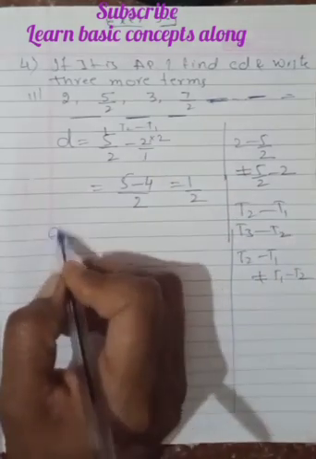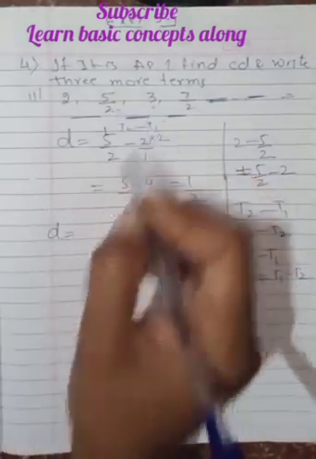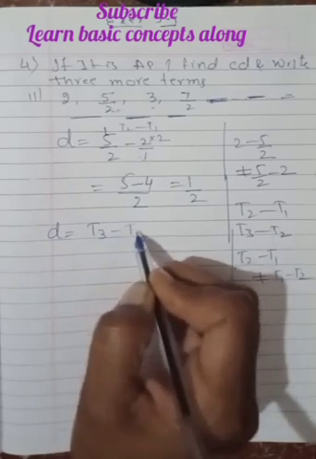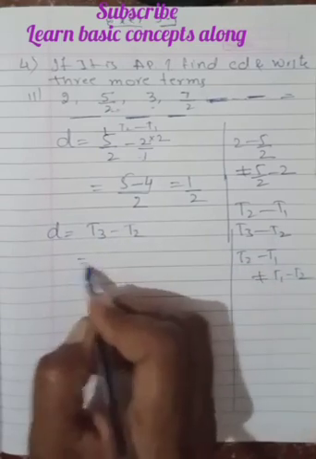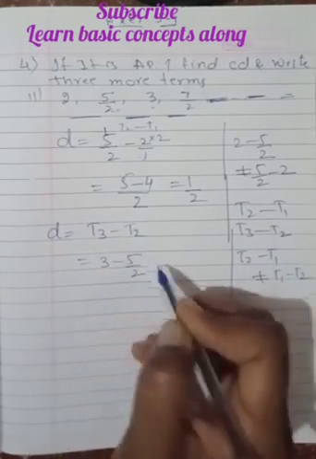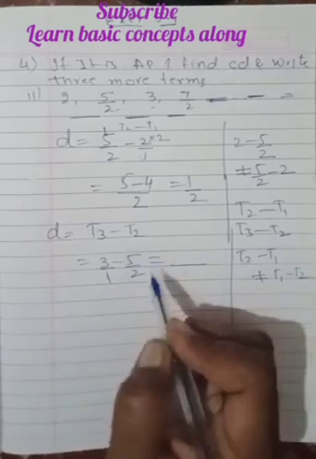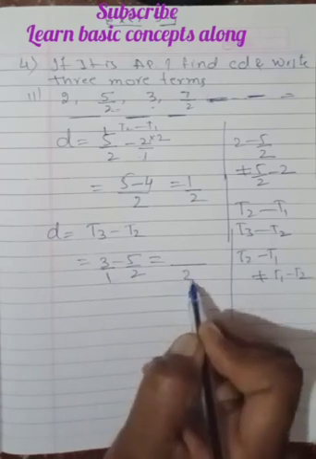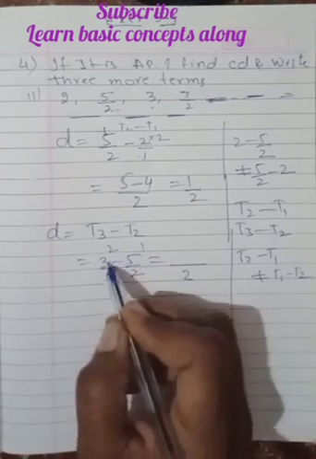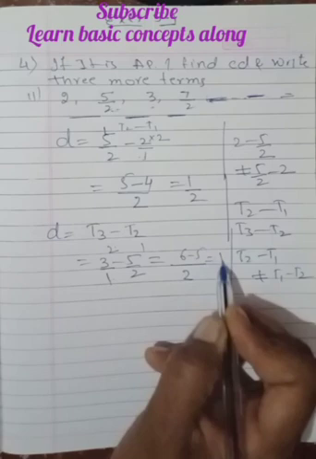Next we go with, once again, the common difference. We will find the difference between T3, the third term, and the second term. 3 minus 5 by 2. Look at this one. For our convenience, you are writing 1 here. It doesn't make any difference. LCM of 1 and 2 is 2. 1 2s are 2, 2 1s are 2. 3 2s are 6 minus 5, which is also 1 by 2.